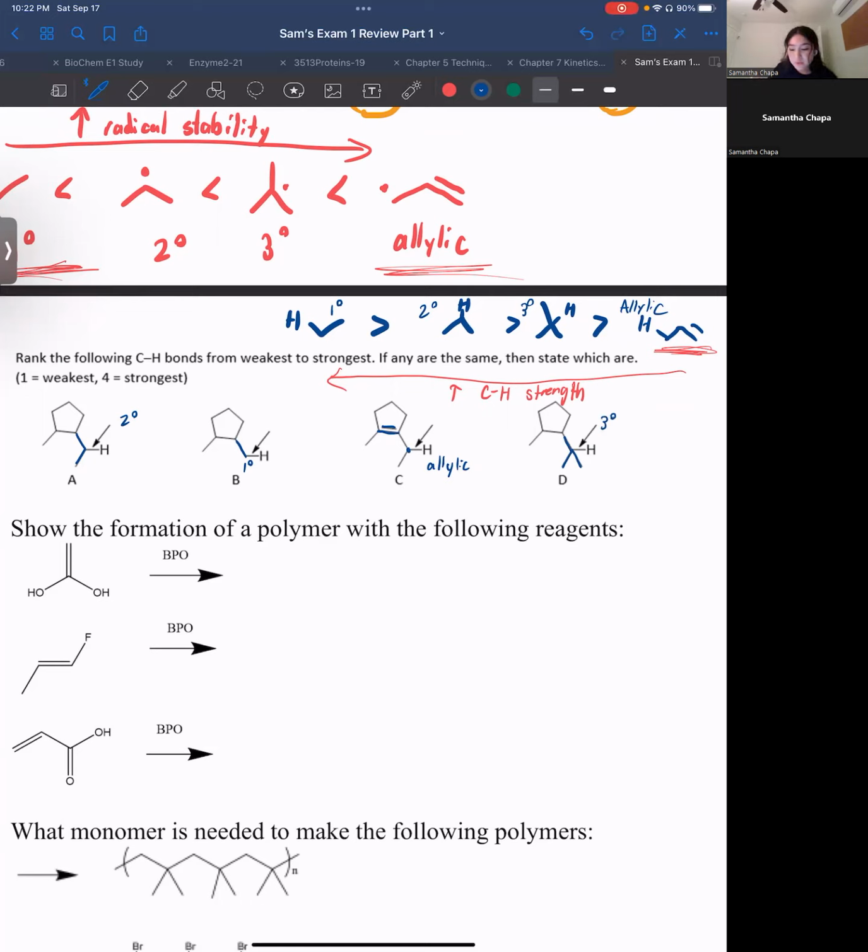And so given our notes, we can easily label these. 4 being the strongest. This will be my strongest carbon-hydrogen bond. This will be number 3, 2, and 1 being the weakest carbon-hydrogen bond. There we go.